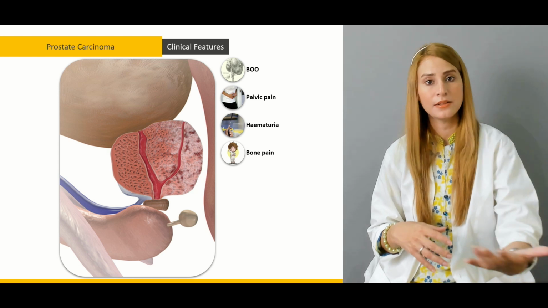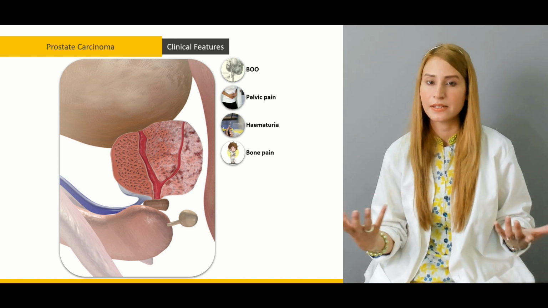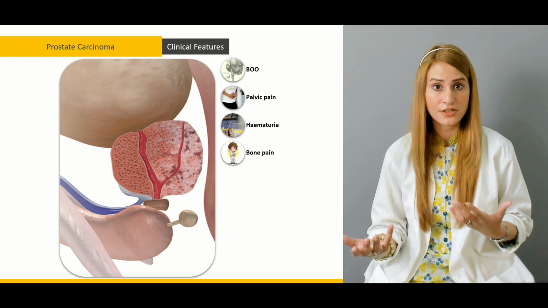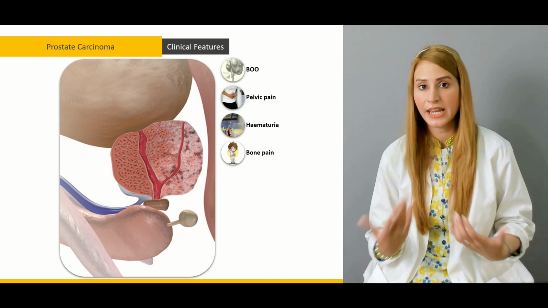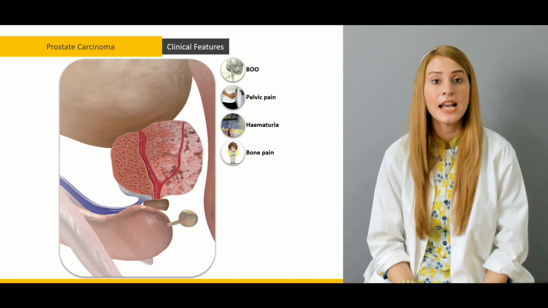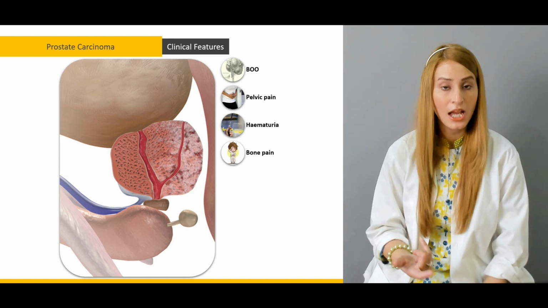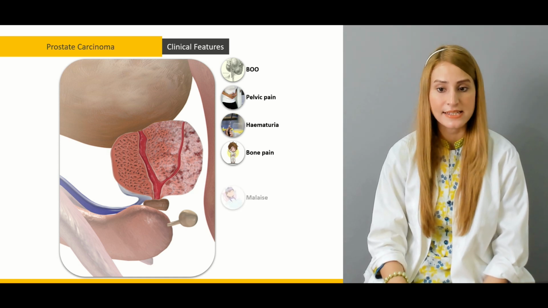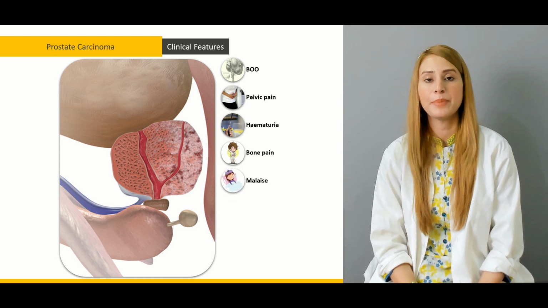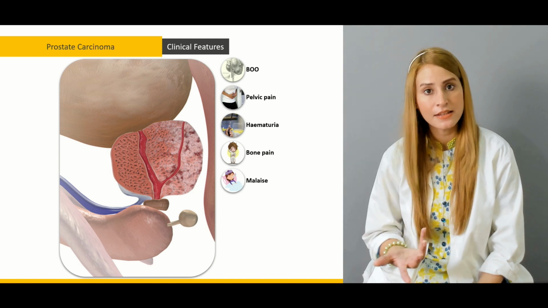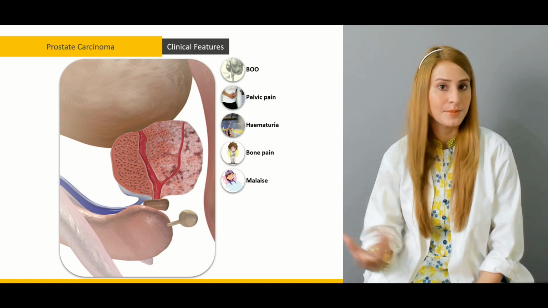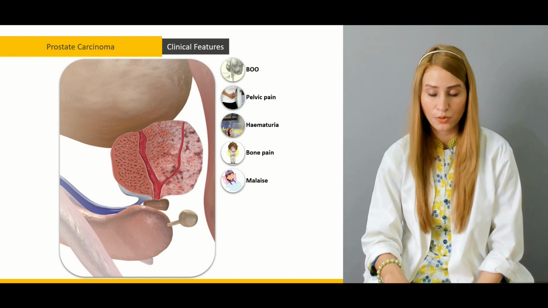Hematuria can also be found in urinary tract infections, right? But in case of urinary tract infections, the hematuria would be painful. But in case of prostatic cancer, the hematuria is painless. There can be bony pain. Why bony pain? Because in advanced tumors, the tumor is invading part of the vertebral column or the ribs, so that can cause the pain.